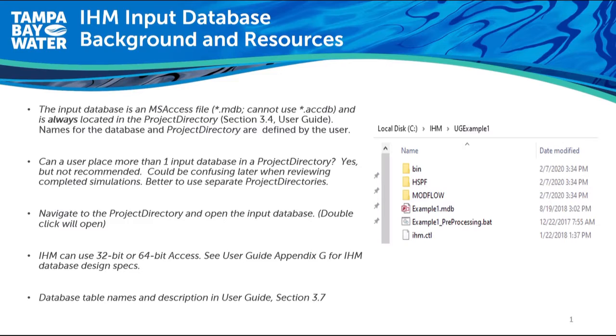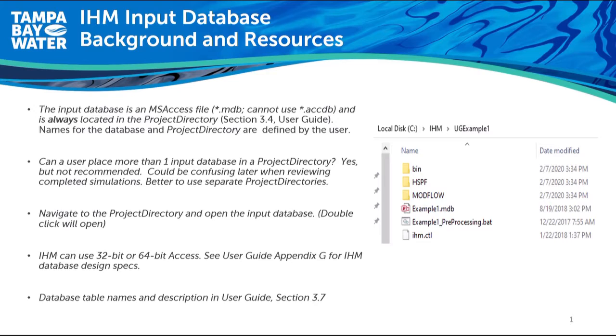Here is some background and resource information on the IHM input database. The IHM input database is a Microsoft Access file with the MDB extension. IHM cannot use a file with the ACC-DB extension. The database is always located in the project directory. Names for the database and project directory are defined by the user. In the example on the right, the project directory is named UG Example 1.